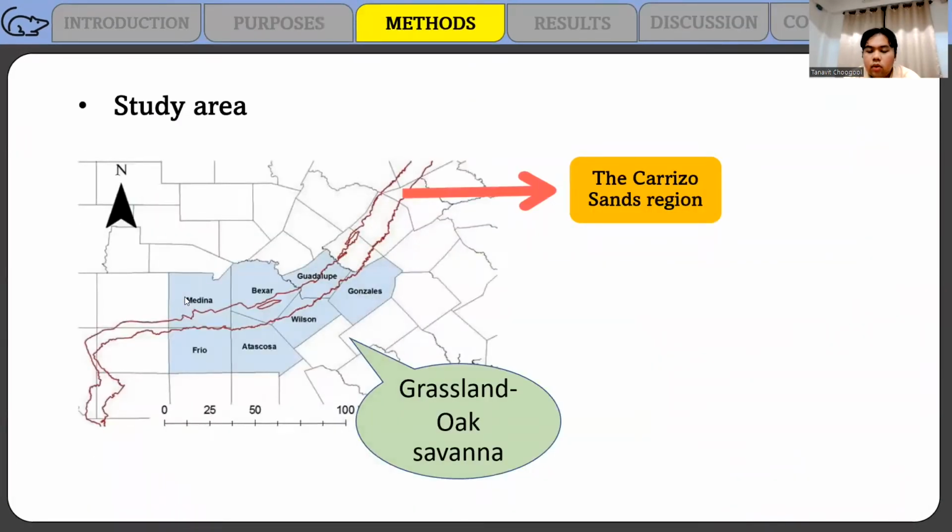Next, I will tell you about the methods. First, the study area. The study was conducted in 7 counties in South and Central Texas. The natural land cover in this region consists of grassland and savanna. And you can see from the picture, the two red lines, like a strip, refer to the Crystal Sands region.